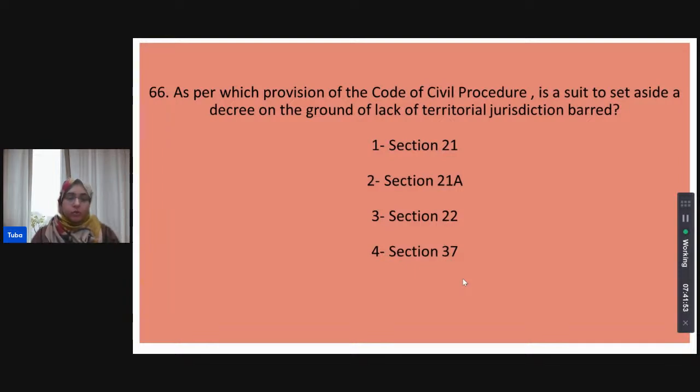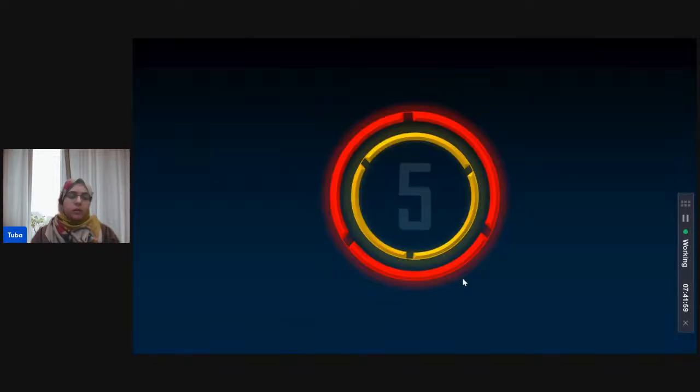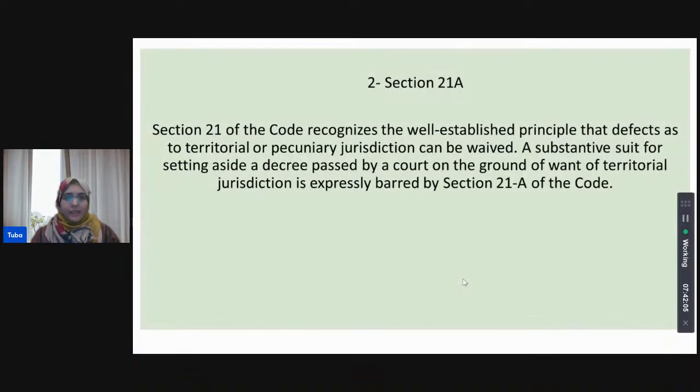I'll begin your timer shortly. Divya is correct. It is 21A.